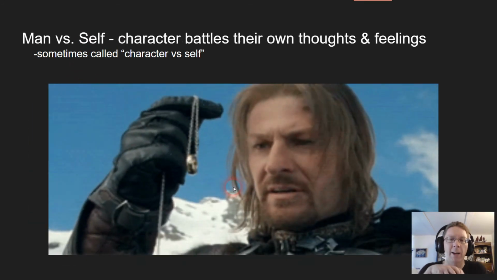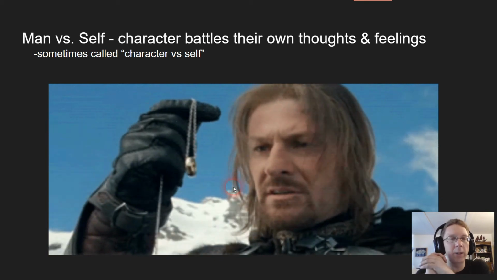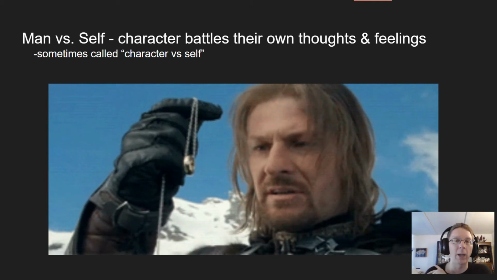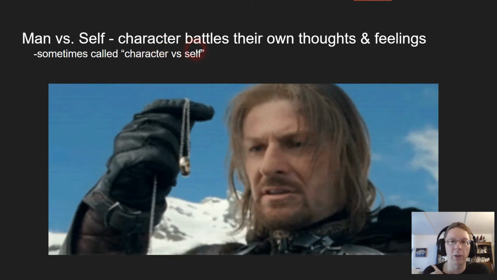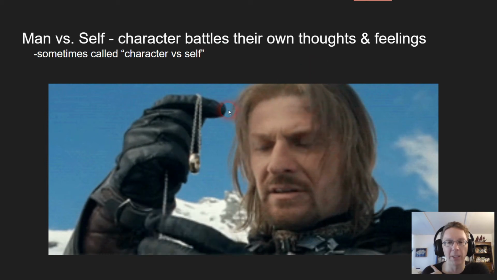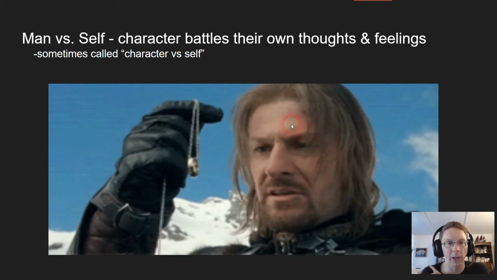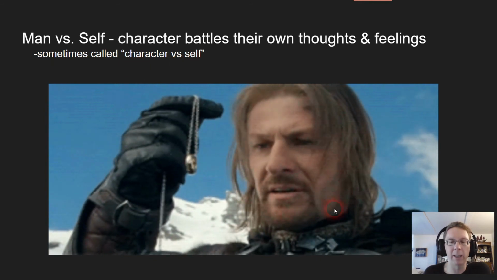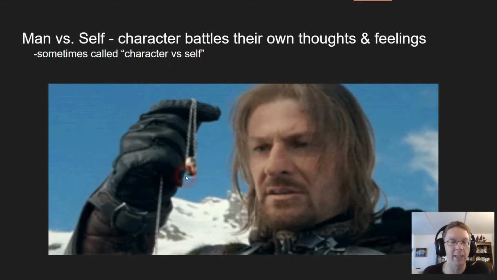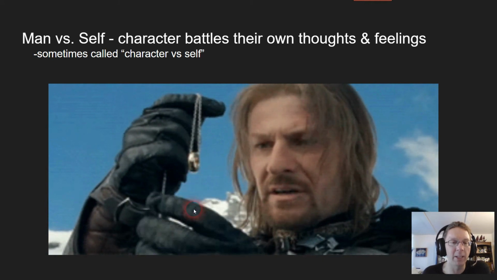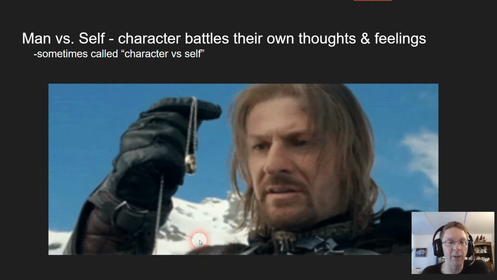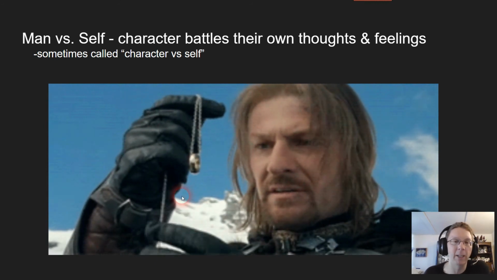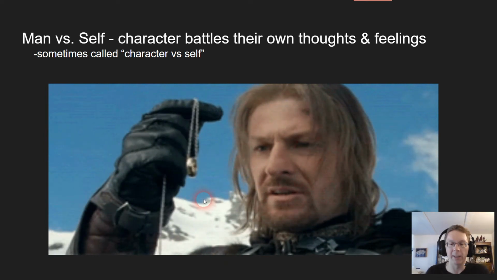Now the last one we'll see all the time. This one is called man versus self, or himself, or herself. The character battles against their own thoughts and feelings that are happening up in their brain, okay? Again, that's sometimes called character versus self. In this image, you can see he isn't supposed to take this thing, but he's very tempted. Look at that hand come up. He's very, very tempted to take it, but he doesn't. He doesn't, at least there. He might later, but he doesn't there.